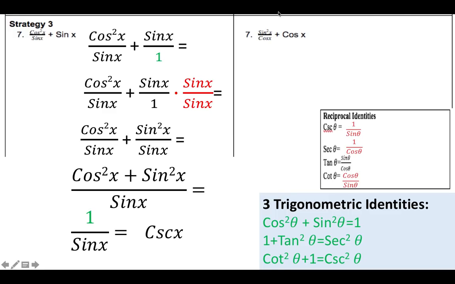Number 7 is going to be very similar. Please follow the same steps and the same ideas that I used here. Common denominator strategy.